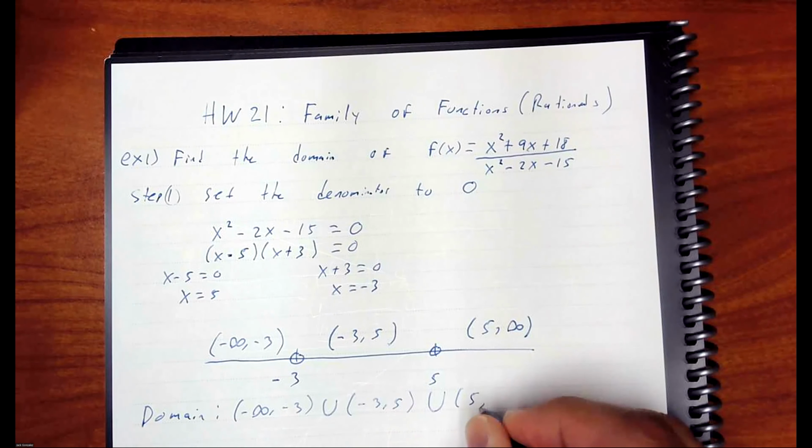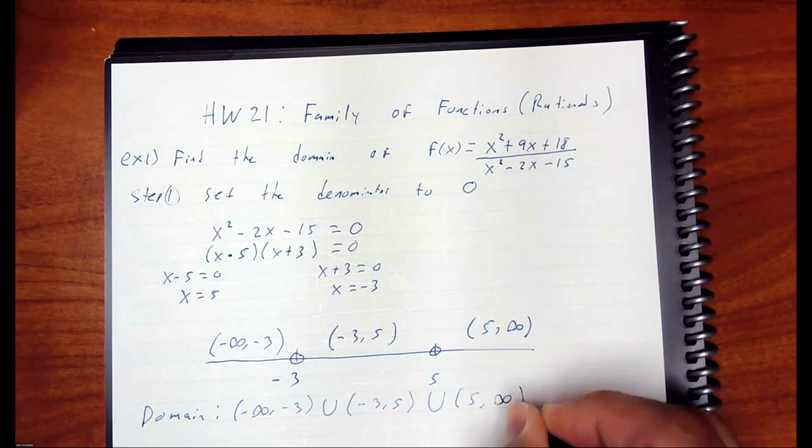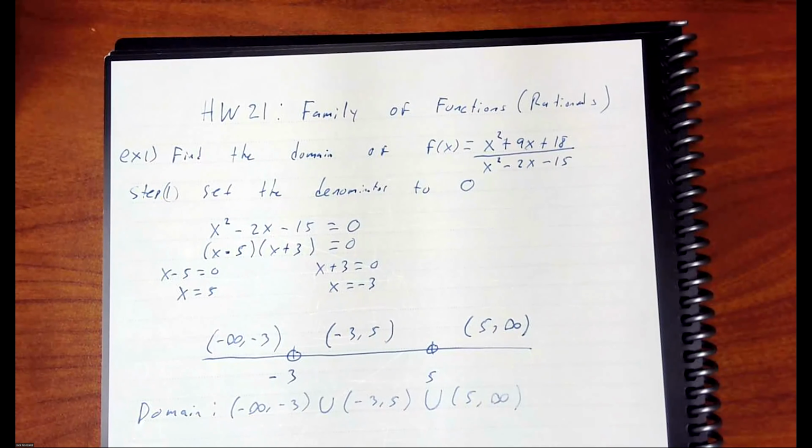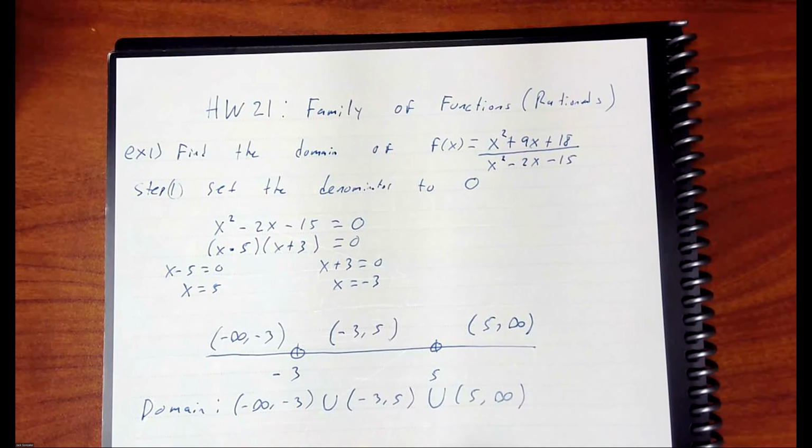That's what union means, right? You're combining different sets together. But in plain English, you would say the domain is everything except -3 and 5. But in interval notation, you would write it this way, which is what they want.